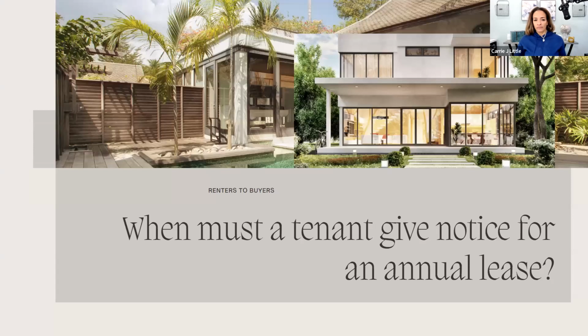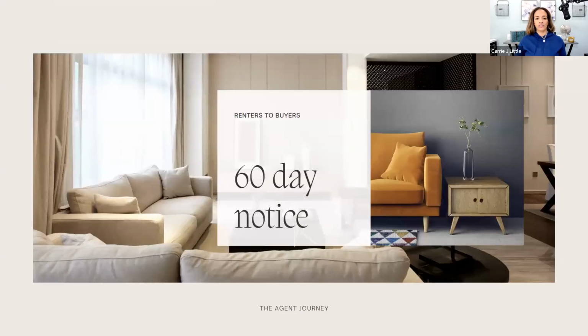So let me ask the question: when must a tenant give notice for an annual lease? That's right, 60 days notice. So if today is, let's say, December 6th, 2022, and someone rented out a property last year, December 6th, 2021, that means they had to give 60 days notice to stay or go, right? 60 days prior to December 6th. So somewhere in the beginning of October, they gave notice.